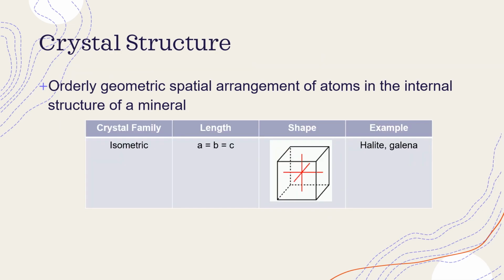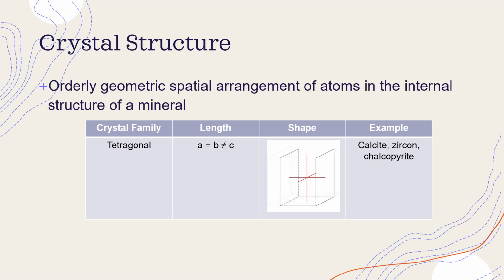First of all, crystal structure. Minerals may be classified based on their crystal structure. Crystal structure is a description of the orderly geometric spatial arrangement of atoms in the internal structure of a mineral. There are 6 crystal structures as shown in the following table. First we have isometric, where all of the sides are equal. Examples for that would be halite and galena.